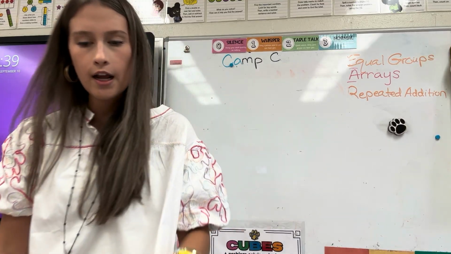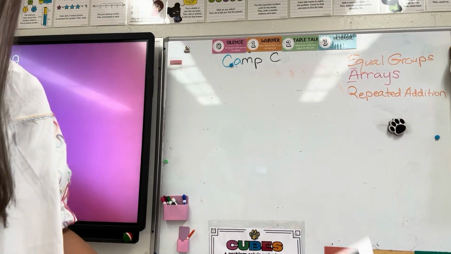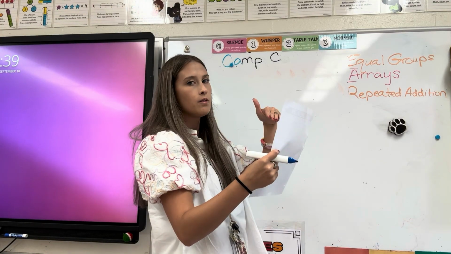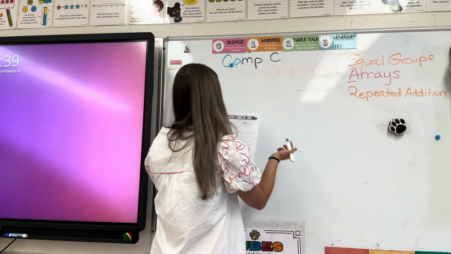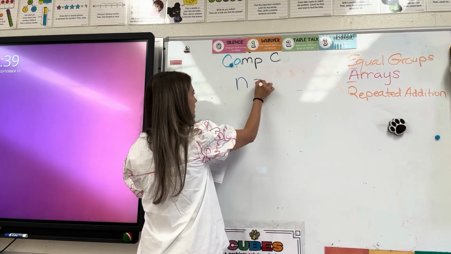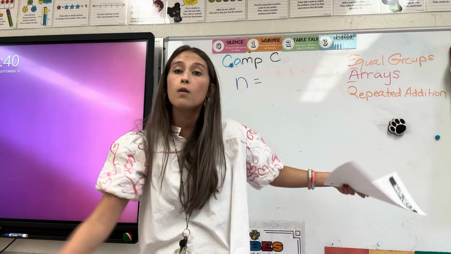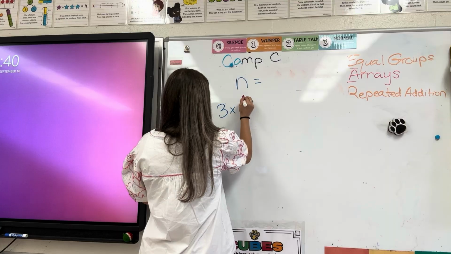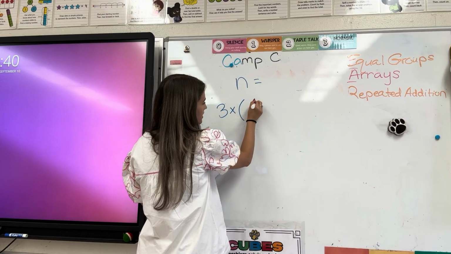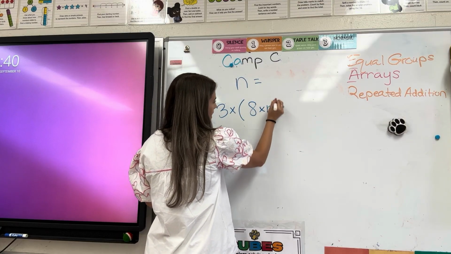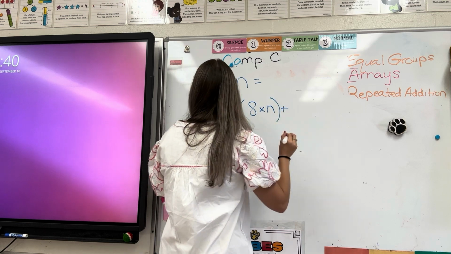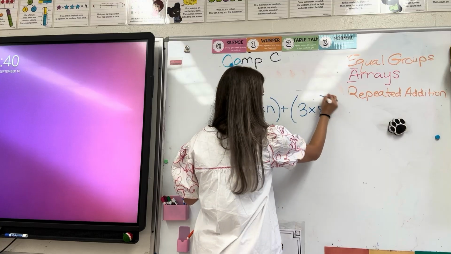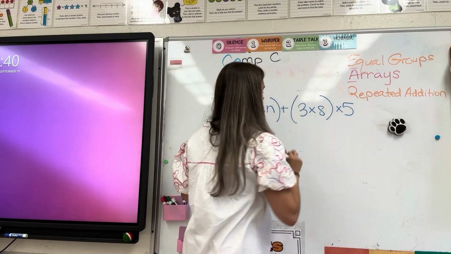All right, let's take a look at another one. Okay, skip down. Right below number 1, go to number 3. We're going to find the value of n. So n equals what? We don't know. Let's figure it out. Let's go ahead and write out our equation. We have 3 times, then we have parentheses. Inside our parentheses, we have 8 times n plus 3 times 8 times 5.